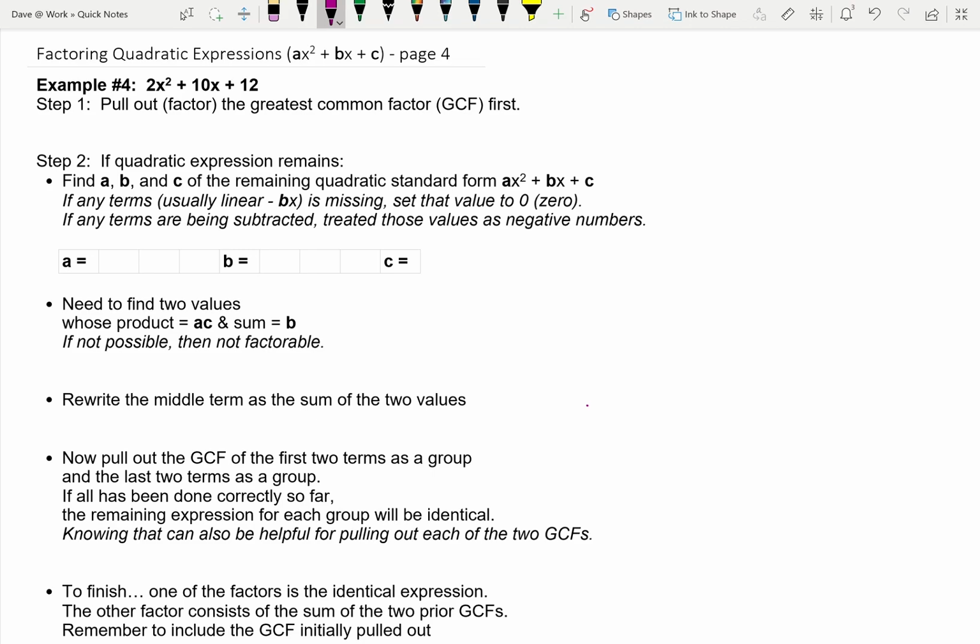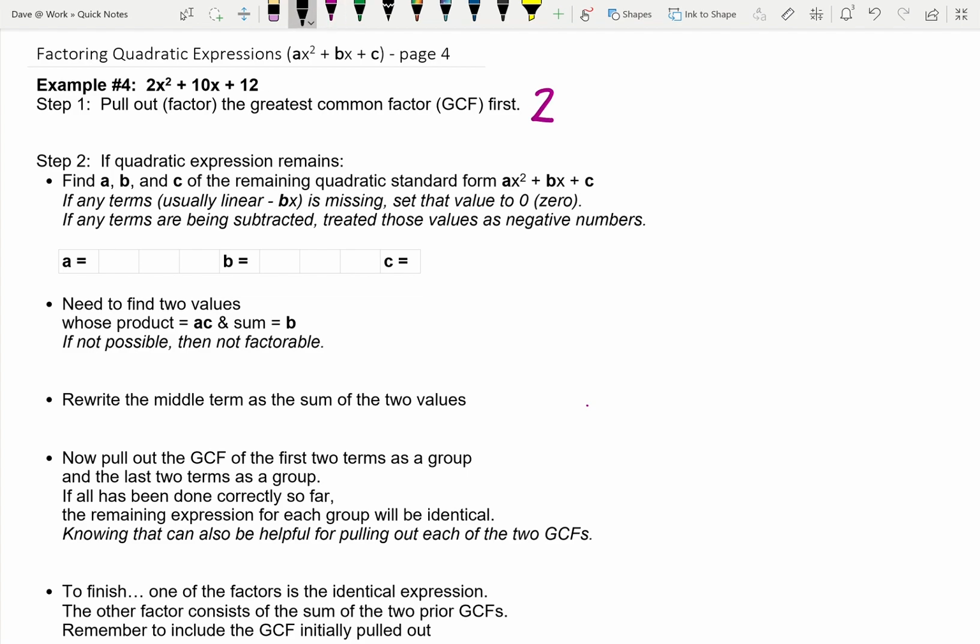This is part 2 of factoring quadratic expressions. We'll move on to example number 4. I have 2x squared plus 10x plus 12, and I'm trying to find the greatest common factor. In this particular case, I realize that my greatest common factor of all the terms is 2.